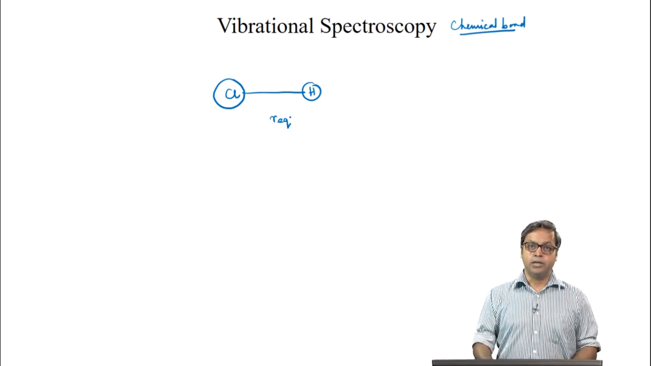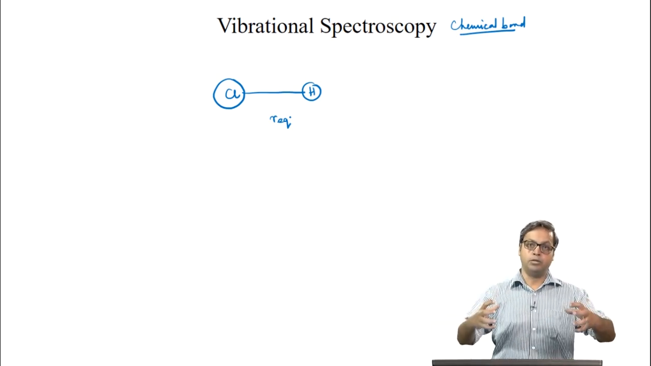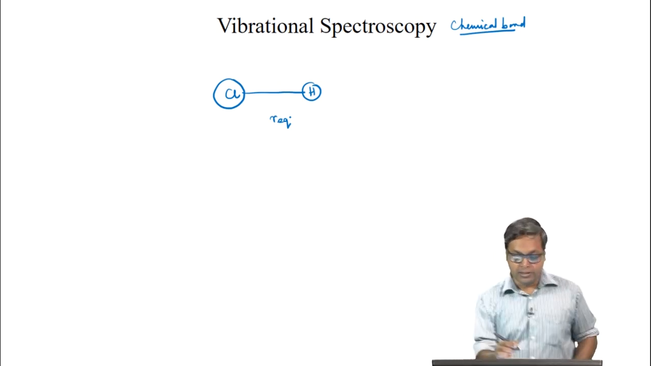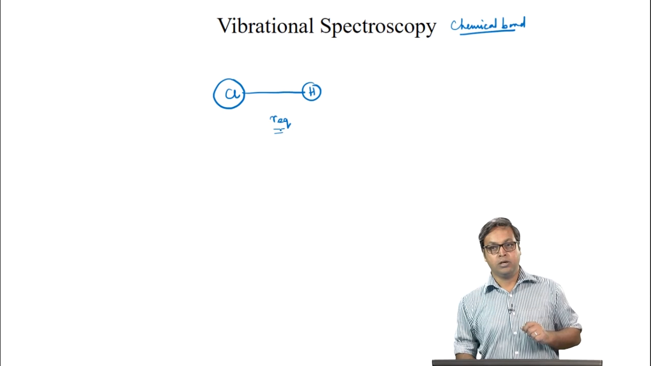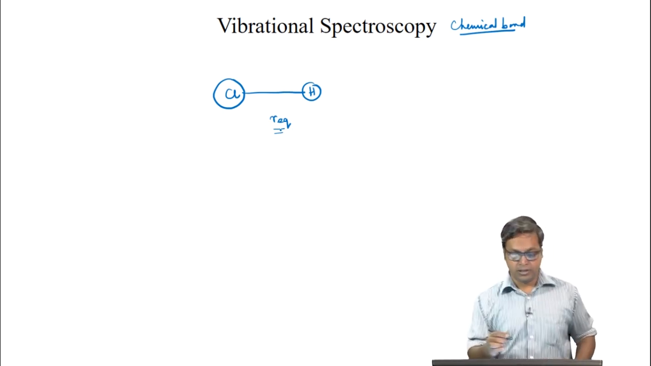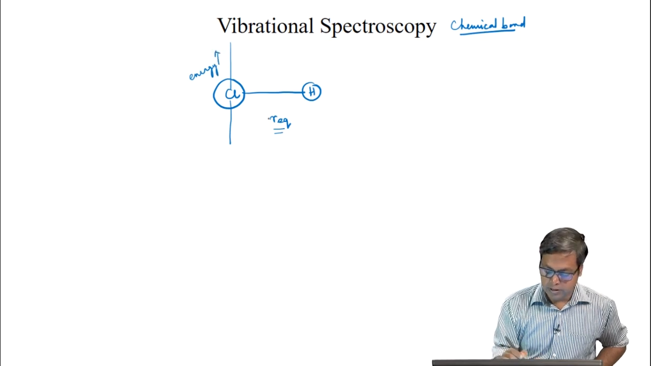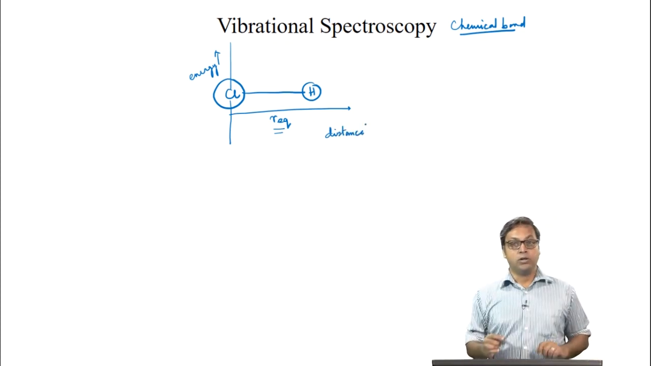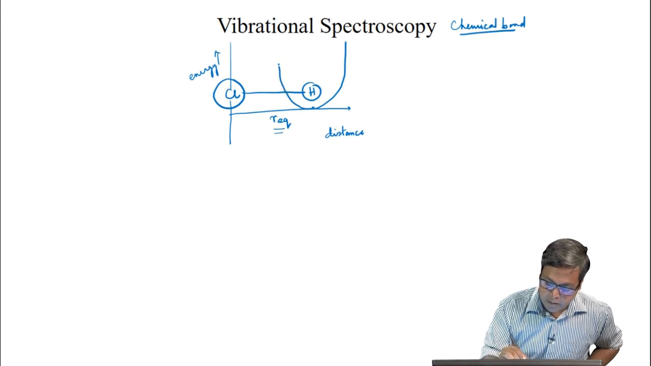We can think that pushing the two atoms together will cause the repulsive forces to rise rapidly, while pulling them apart will be resisted by the attractive force. Thus, any attempt to distort this equilibrium bond length will need an input of energy. If we plot the energy versus the internuclear distance, with distance on the x axis and energy on the y axis, what will we get? We will get a curve like this, with a minimum here.